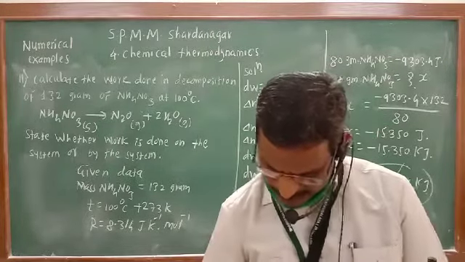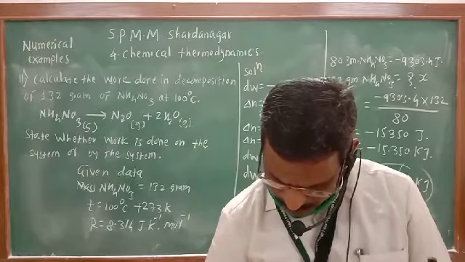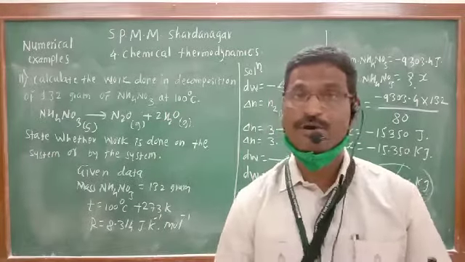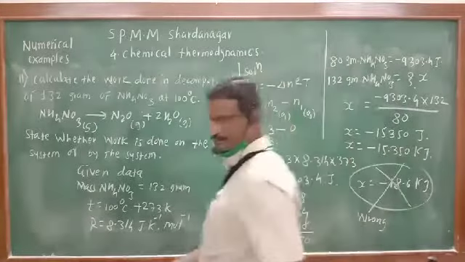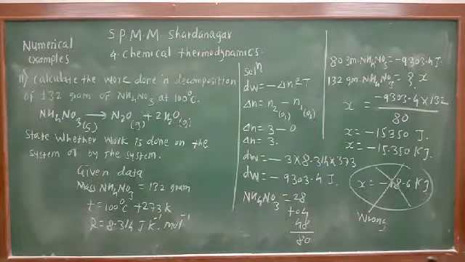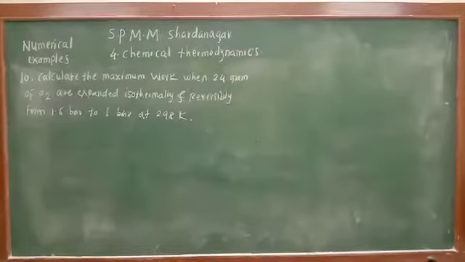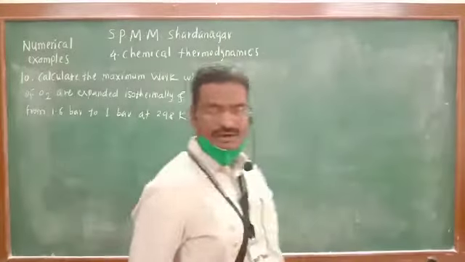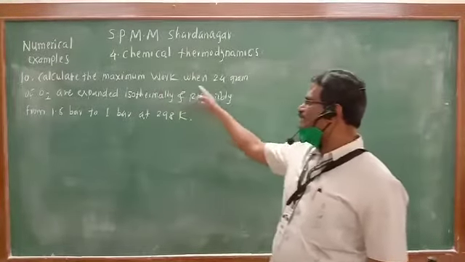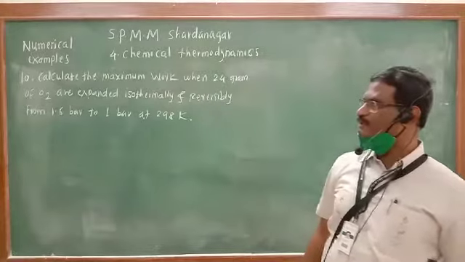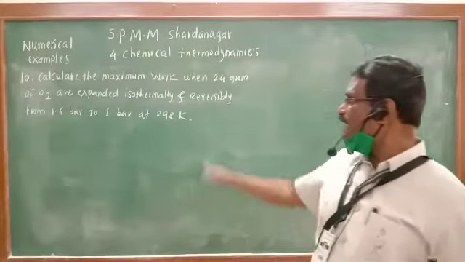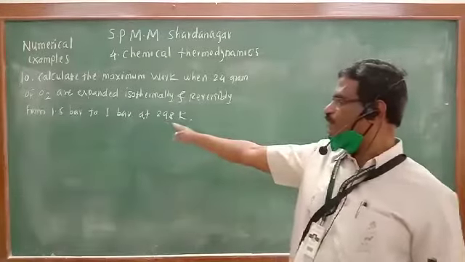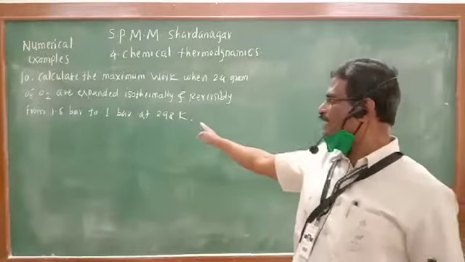Now let us see one more problem, that is problem number 10. So this is the problem number 10 now. Calculate the maximum work done when 24 gram of oxygen are expanded isothermally and reversibly from 1.6 bar pressure to 1 bar pressure at 298 Kelvin.